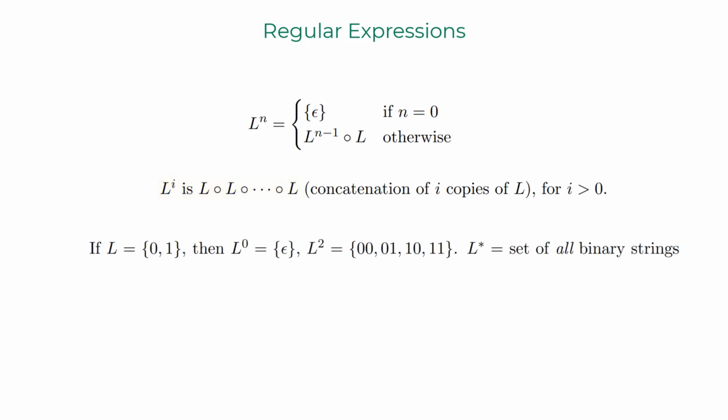If L is a language containing 0 and 1, L to the power 0 is a set containing the empty string. L to the power 2 is the set containing 00, 01, 10, 11. And L star is the set of all binary strings, including the empty string. Formally, the star operator is the union of the powers of the language starting with 0 till infinity.